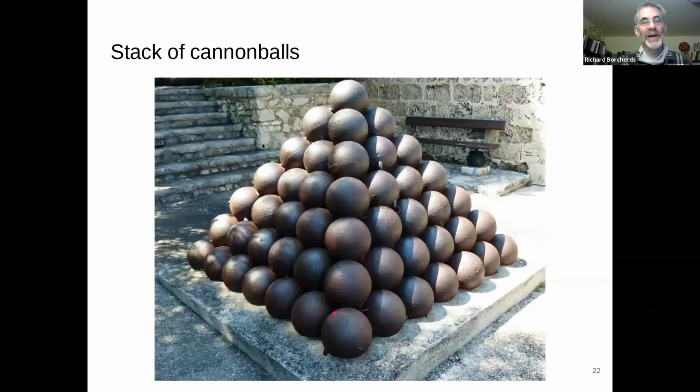So in 3 dimensions, this was actually a problem that the British Navy worried about because they wanted to store cannonballs in the most efficient possible way. So they actually got some guy to figure out what the best way of storing cannonballs on a ship was. So I think this was possibly the earliest study of sphere packing.